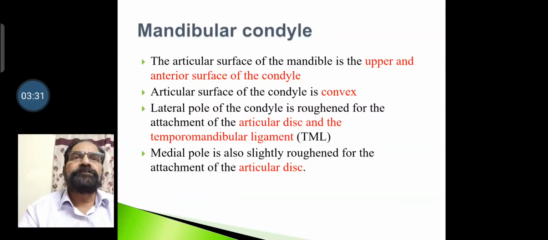Mandibular condyle. The articular surface of the mandibular condyle is the upper and anterior surface of the condyle. The articulating surface of the condyle is convex. The lateral pole of the condyle is roughened for the attachment of the articular disc and the temporomandibular ligament. The medial pole is also slightly roughened for the attachment of the articular disc.